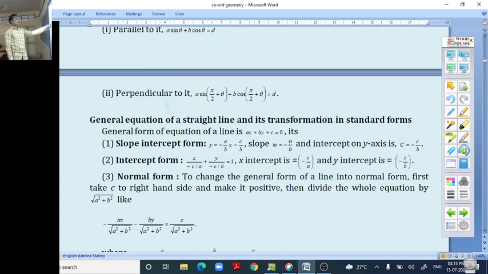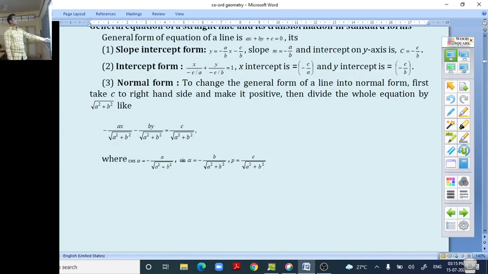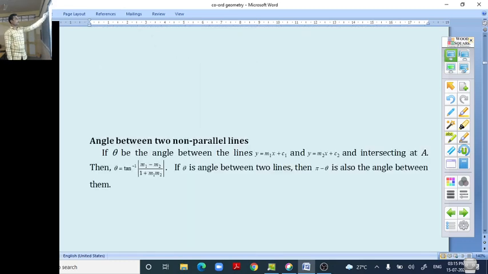Moving on, there are some conditions given. Already we have studied this one. Okay, so already we have studied this one, right? Okay, fine.